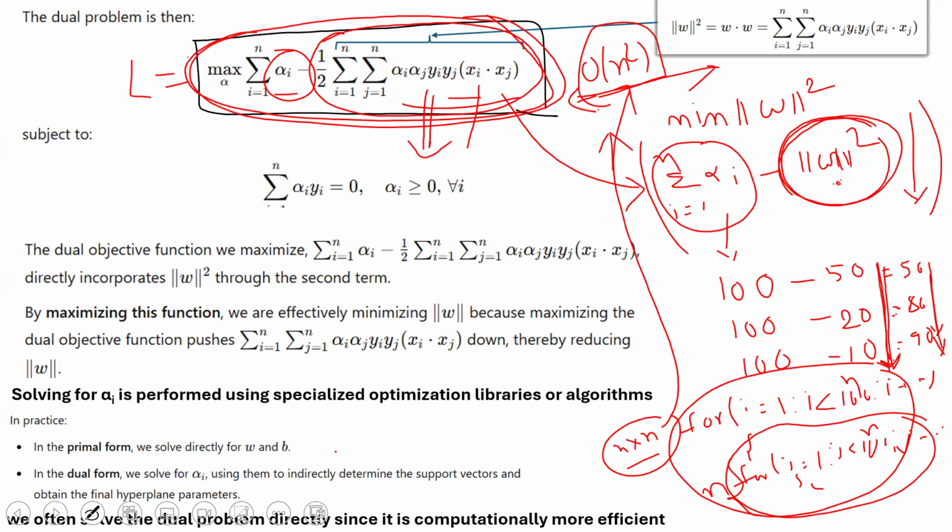What are the support vectors? Support vectors are the edge points of the clusters, or the edge nodes of a particular group of points, or a particular class. So we often solve the dual formulation for computational efficiency. That is what you have to understand.